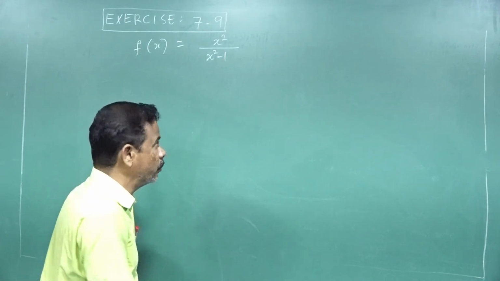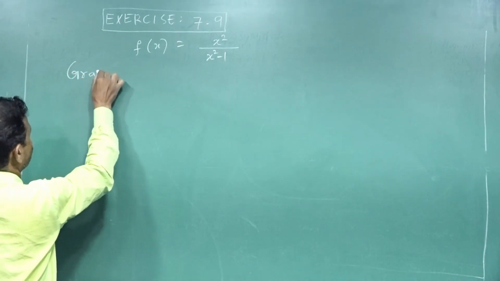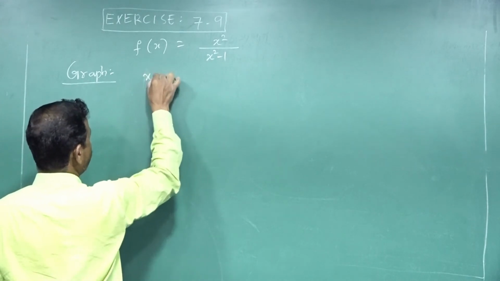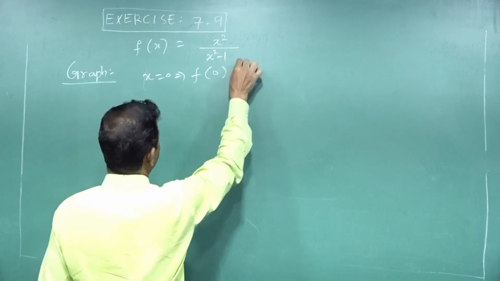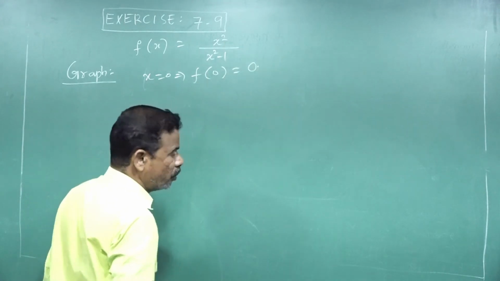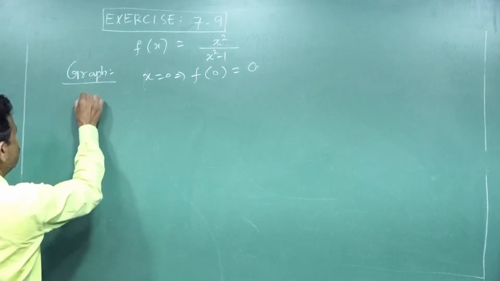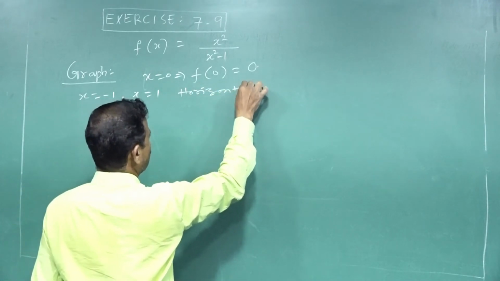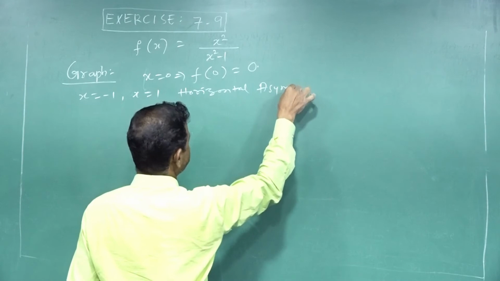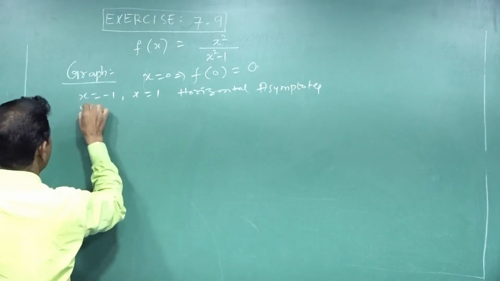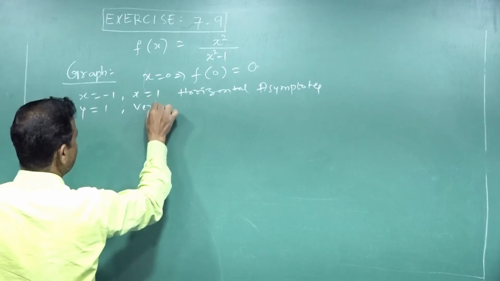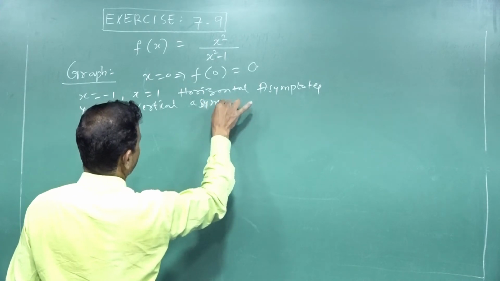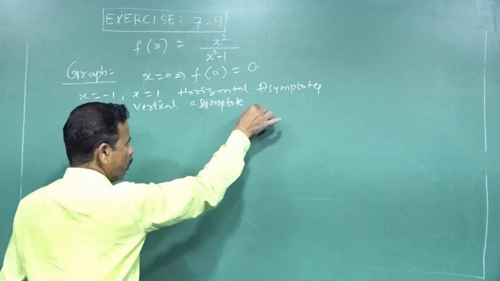This function graph. Suppose here x is equal to 0, then f of 0 is equal to 0 by 0, 0 coming. So this curve passes through the origin. x is equal to minus 1, x is equal to plus 1 are vertical asymptotes, and y is equal to 1 is a horizontal asymptote. So draw the graph.